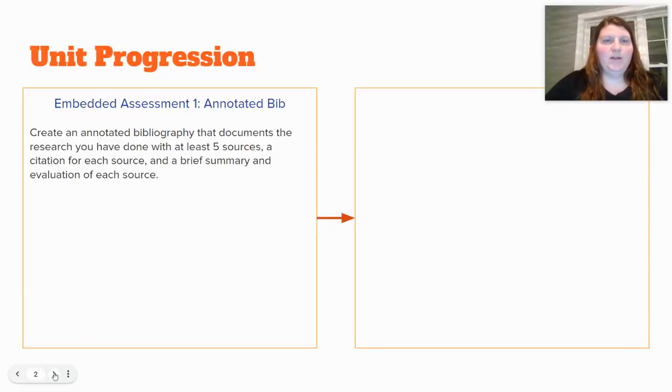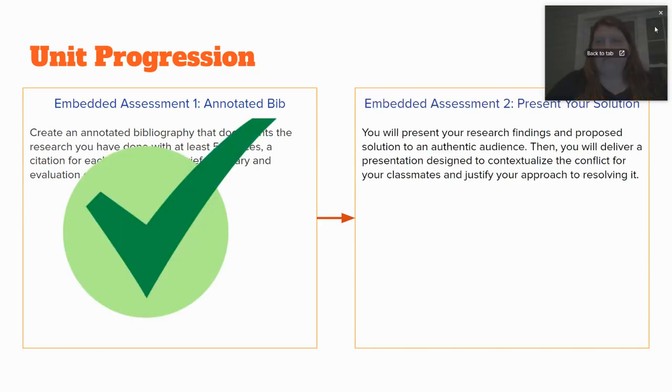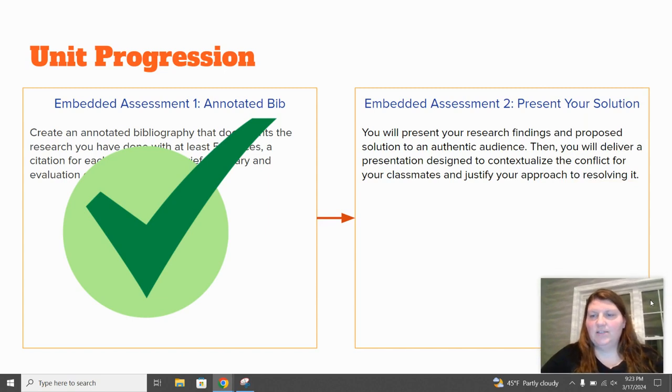So, the first embedded assessment, as we know, was the annotated bibliography. And now we are moving on to the next part of the unit, which is embedded assessment two, presenting your solution. We've already finished embedded assessment one, and we are starting on presenting your solution. So the verbiage that's on your lime green paper in your binder is you will present your research findings and proposed solution to an authentic audience. Then you will deliver a presentation designed to contextualize the conflict for your classmates and justify your approach to resolving it.